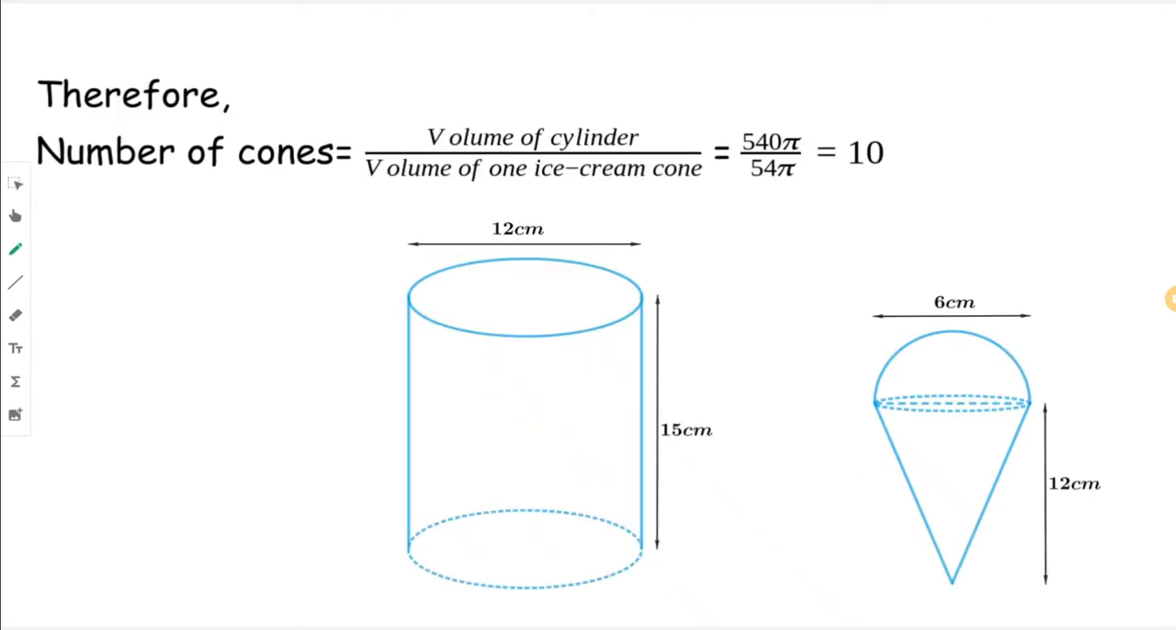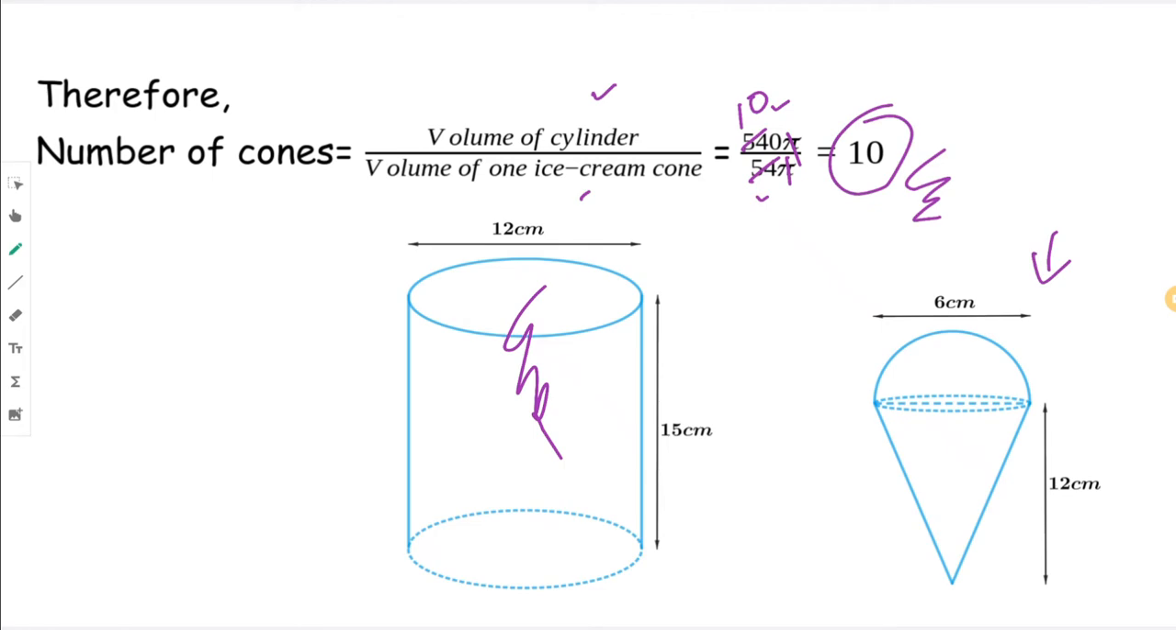So like I said, once I know the volume of the cylinder and I know the volume of one ice cream cone, we just have to divide. So volume of the cylinder we got 540 pi, volume of one ice cream cone we just got now, 54 pi. So I can divide out the pi, then 540 by 54 is 10, which means from the cylinder how many cones can be made? 10 ice cream cones, right?